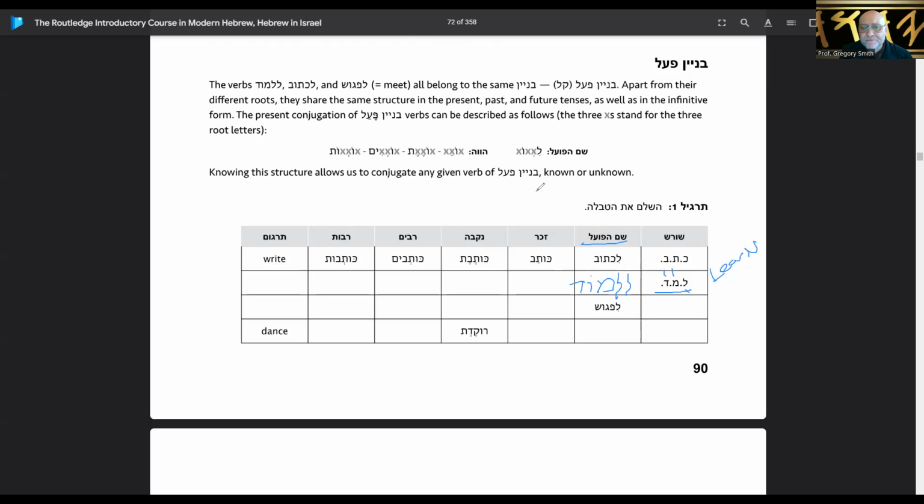Okay, so then we have to come up with the zachar, which is I am learning, or he is learning. So then I think it's going to be lomed. Let's see if that's correct. Ani lomed. Yeah. אני לומד. Yeah, lomed. Okay, I am learning. Okay, how about this one here, the nekeva, which would be the feminine singular. So we got to take that out of this. This is our root here.